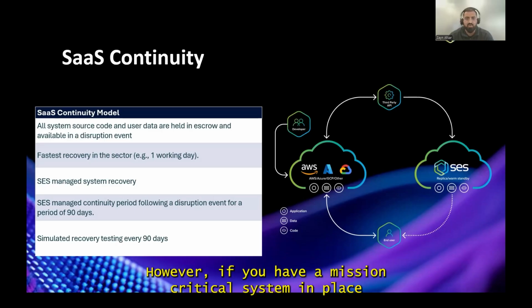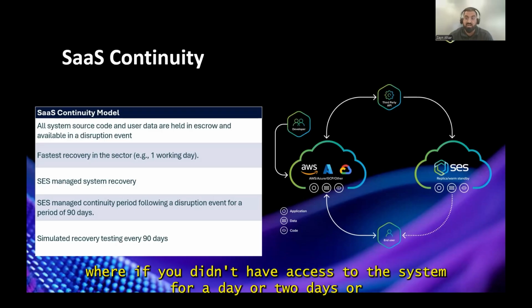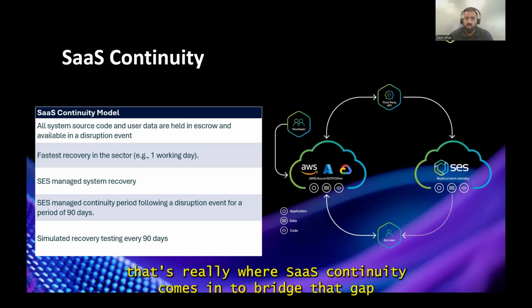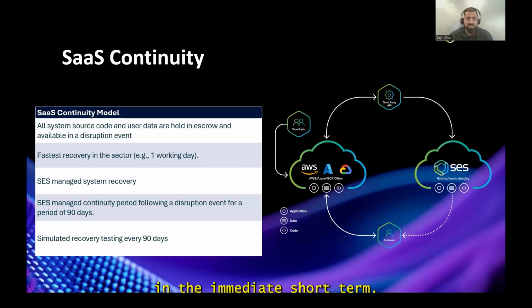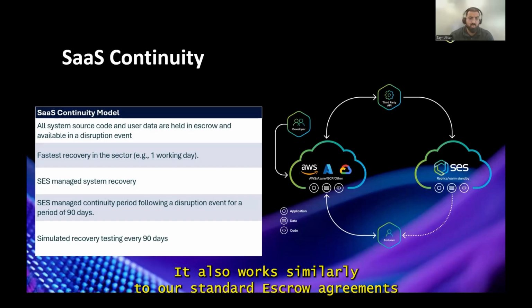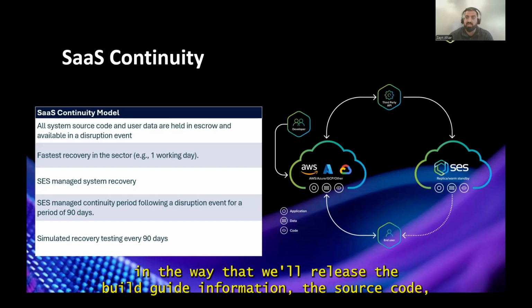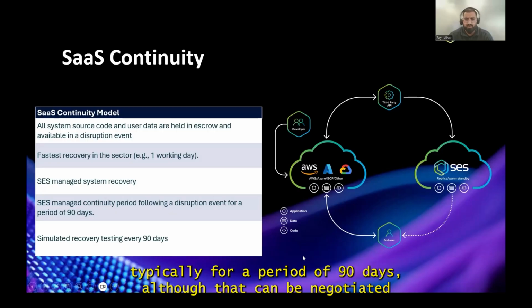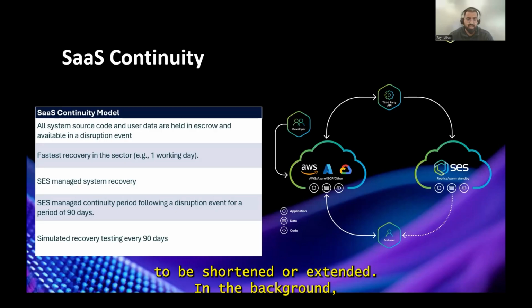However, if you have a mission critical system in place where not having access to the system for a day or 2 days or 3 days would have detrimental impacts on the business, that's really where SaaS continuity comes in to bridge that gap in the immediate short term. It also works similarly to our standard escrow agreements in the way that we'll release the build guide information, the source code, and any additional materials to the end user, typically for a period of 90 days, although that can be negotiated to be shortened or extended.